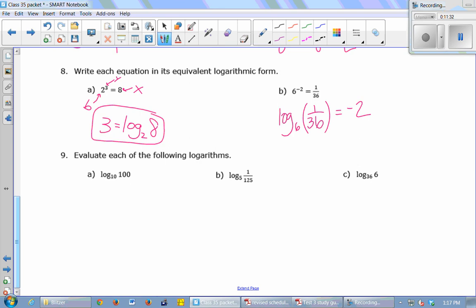So this is log base 10 of 100 equals what, right? So if I change this to an exponential equation, this says 10 to the x equals 100. Well, what do you raise 10 to make a 100? 2, yeah. So log base 10 of 100 is 2.